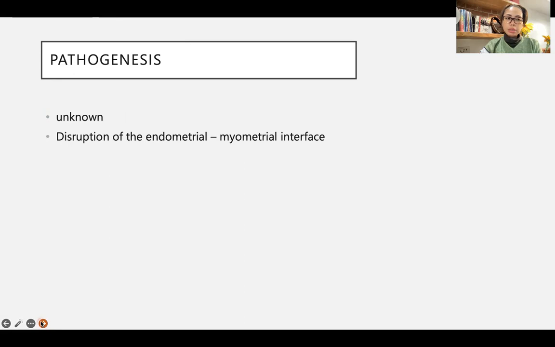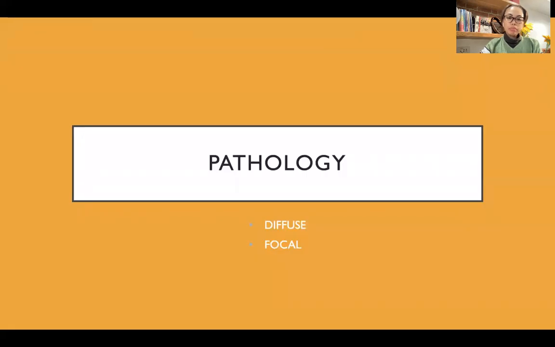Unfortunately, up until the present, the pathogenesis or actual cause is unknown. But the most believable theory is the disruption of the endometrial-myometrial interface, and thus increasing parity and trauma to the uterus are risk factors in the development of adenomyosis. However, there are nulliparous women who still have adenomyosis, and so we are still studying the exact mechanism of why adenomyosis happens.